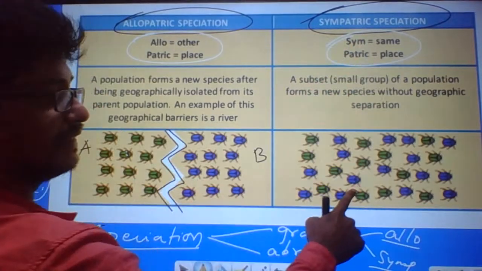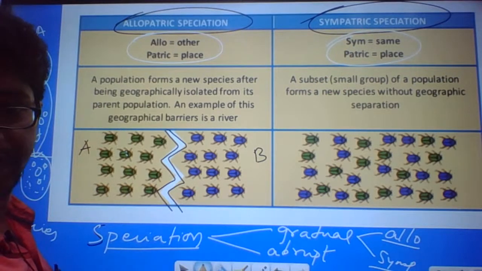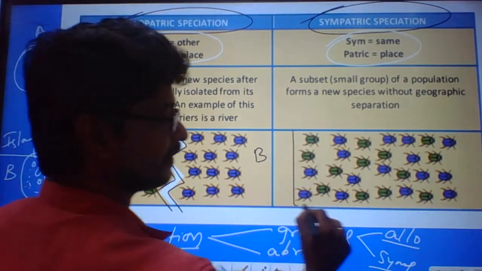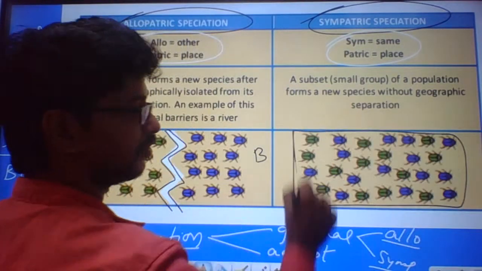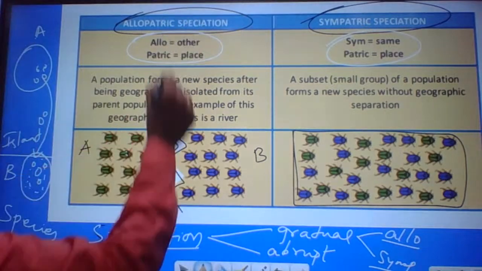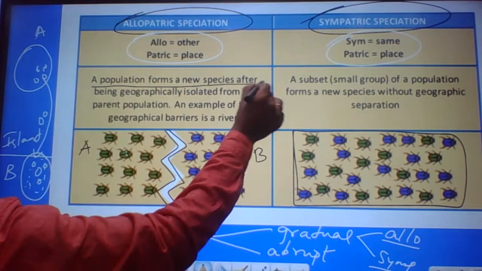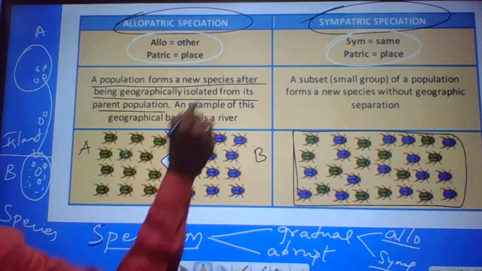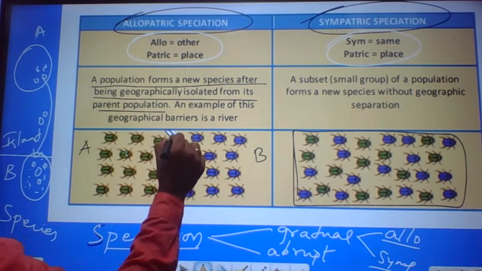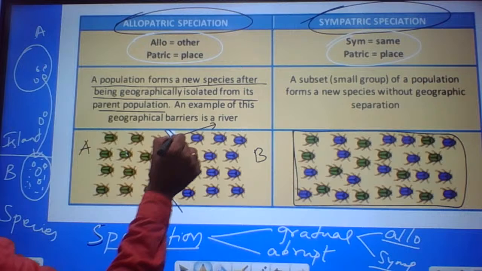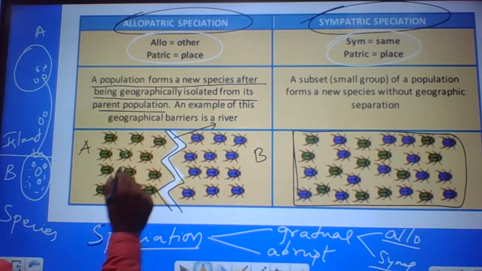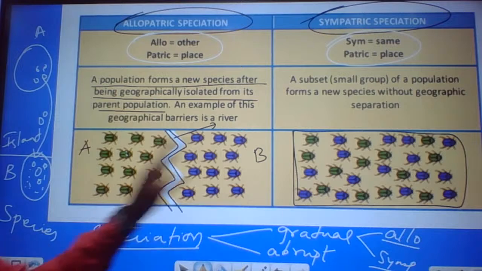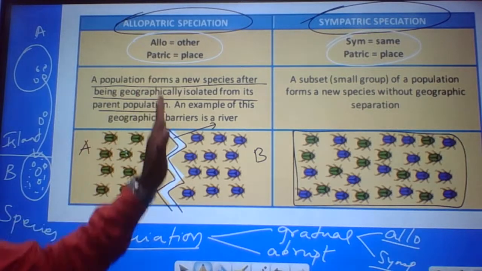But in sympatric speciation, both species, both colors of beetles, will be in the same area, the same geographical location. In allopatric speciation, the population forms a new species after being geographically isolated from its parent population. An example is a barrier like a river which goes in between and separates the two types of species. So allopatric speciation takes place in two different areas with a barrier in between.